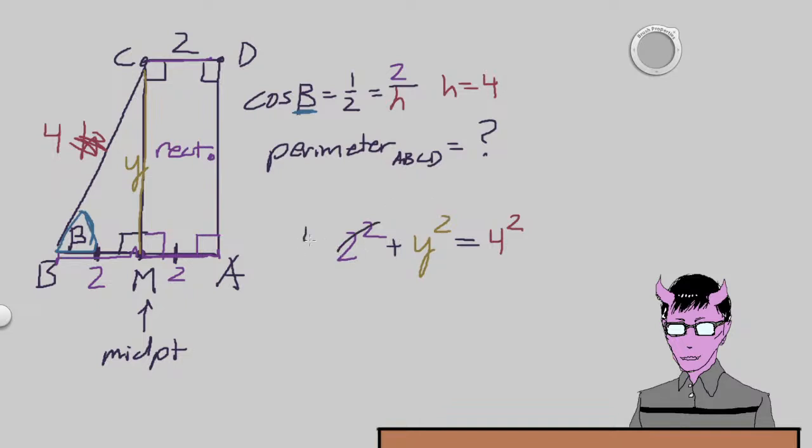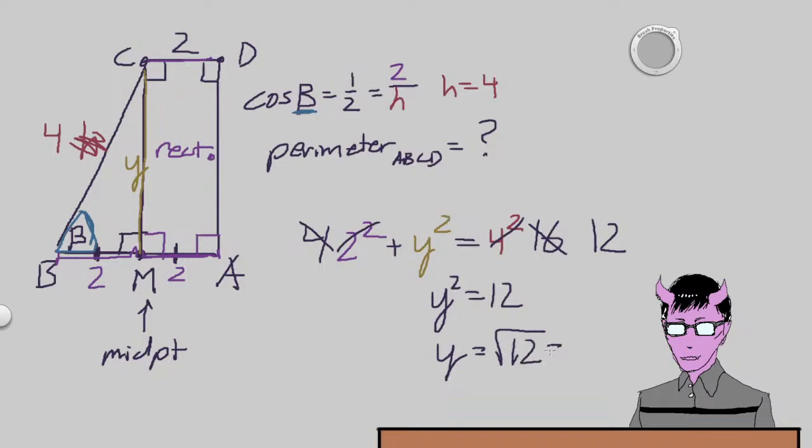That's the y. So we could easily solve for that. So this is going to be a 4. This is going to be a 16. Subtract 4 from both sides. Clean up step. We have y squared is equal to 12. Taking the square root of both sides, y is equal to 2 root 3. So y value is 2 root 3.